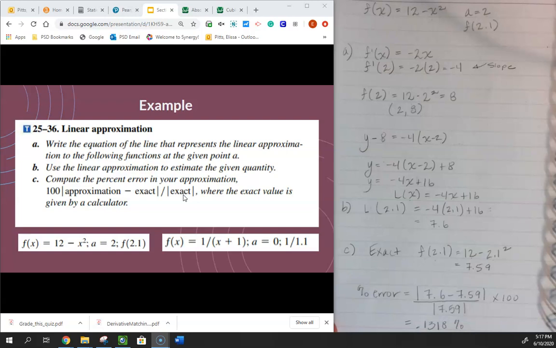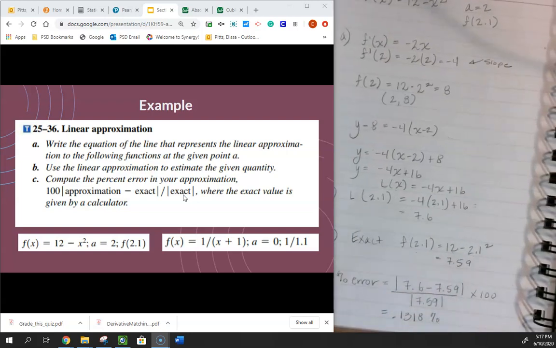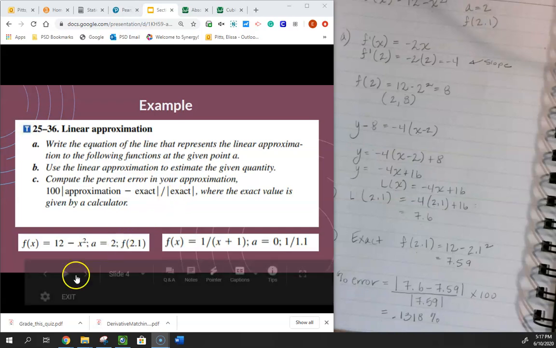And that ends up giving you a percentage of 0.1318%. And depending on how the question is asked, you'll be asked to keep a certain number of decimal places, and I don't know what it is for this problem in MML.